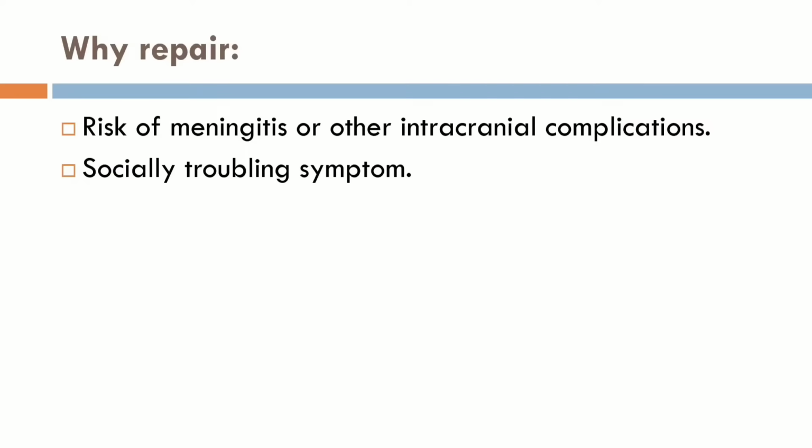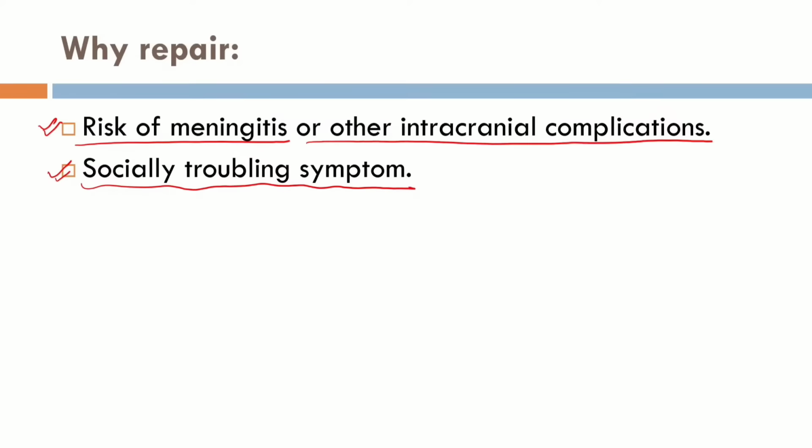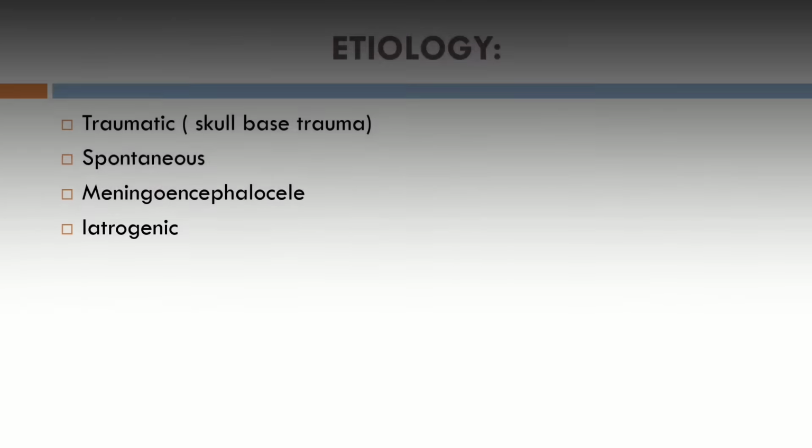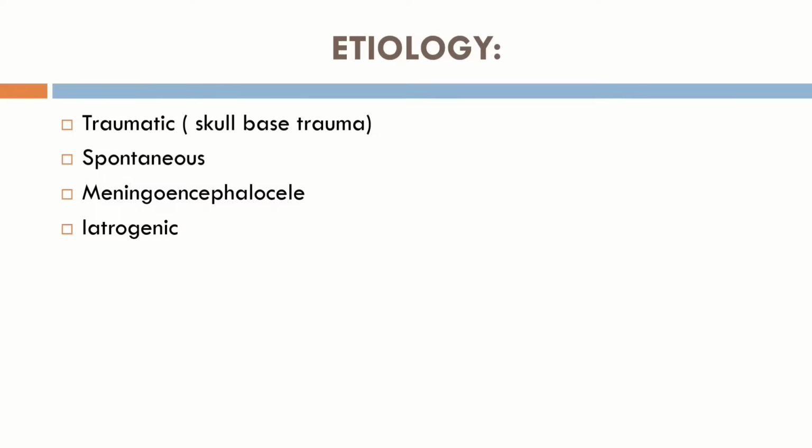Why do we require repair in a case of CSF rhinorrhoea? Because firstly, social stigma, yes, it is a socially troubling symptom. Secondly, there is a risk of meningitis or other intracranial complications. That's why we may require a repair in a case of CSF rhinorrhoea. Etiology: firstly, it can be traumatic due to skull-base trauma, it can be spontaneous, it can be due to meningoencephalocele, and it can be iatrogenic also.